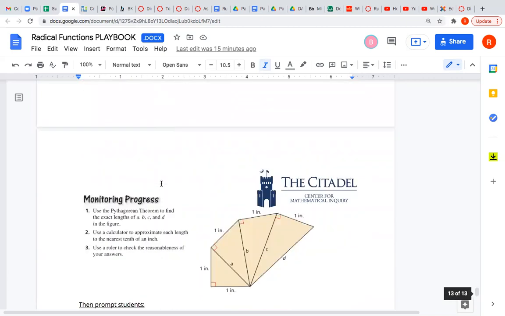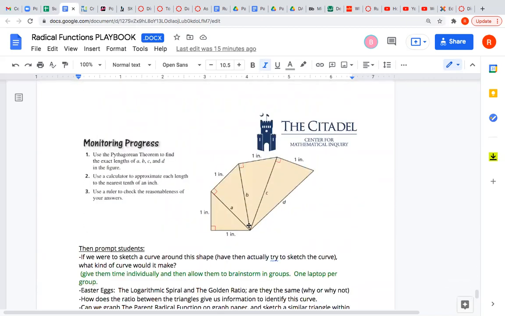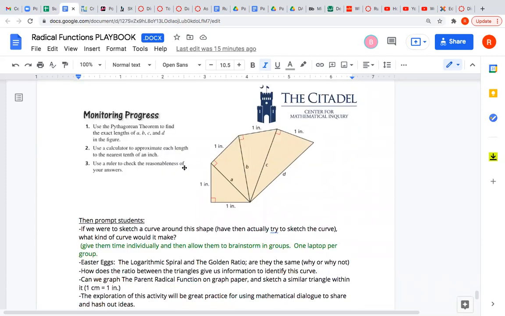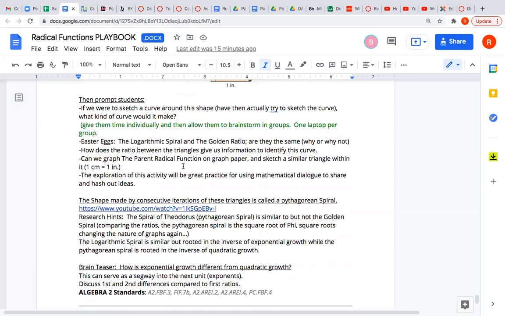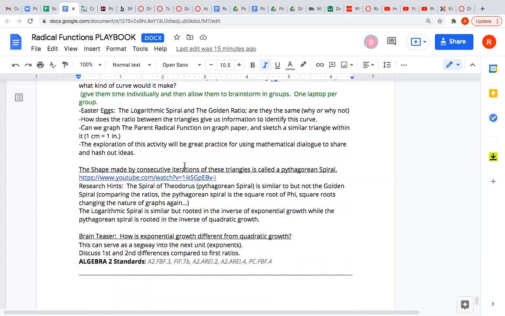taking things further from big ideas where you're using radicals to solve, creating a spiral, comparing the wheel or the spiral of Theodorus to the golden ratio logarithm. It's a good segue into logarithms as well. Logarithms are the inverse of exponential functions. All that stuff. Brain teasers are there.